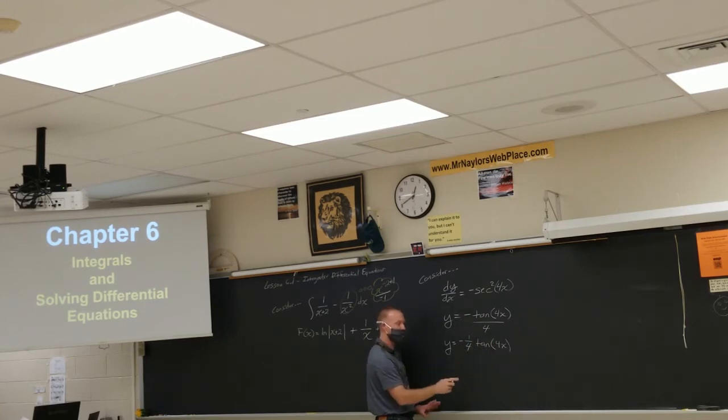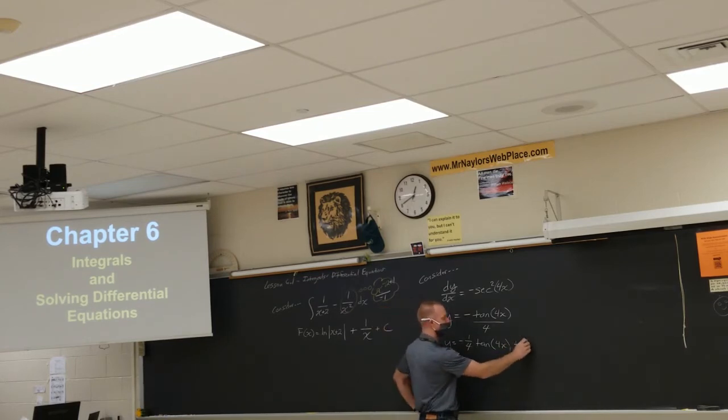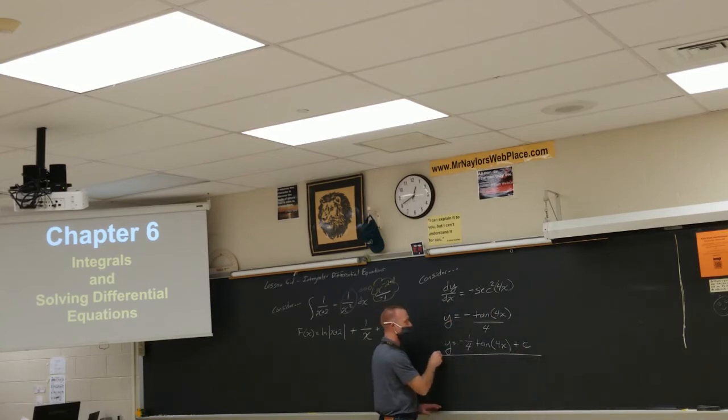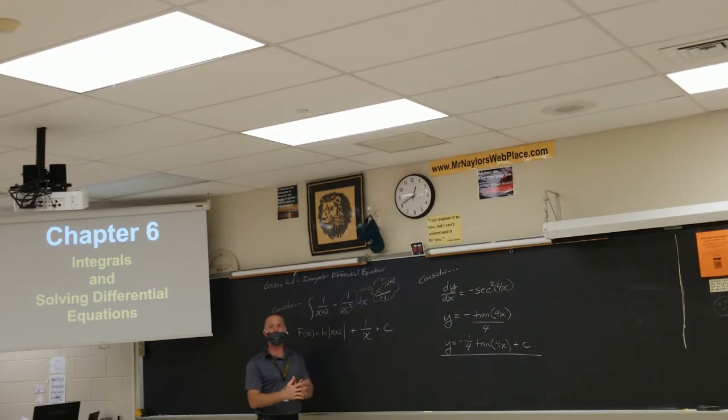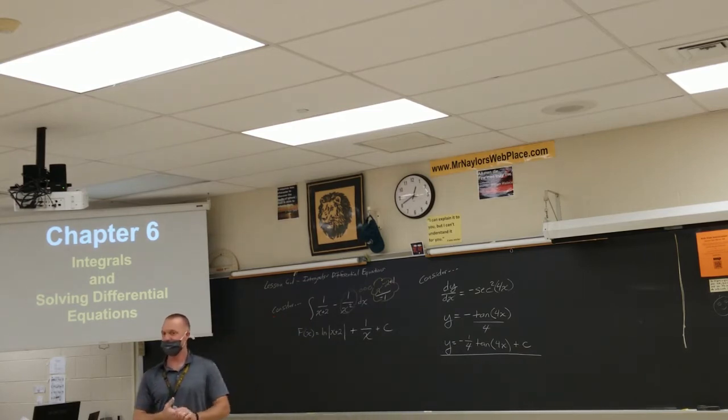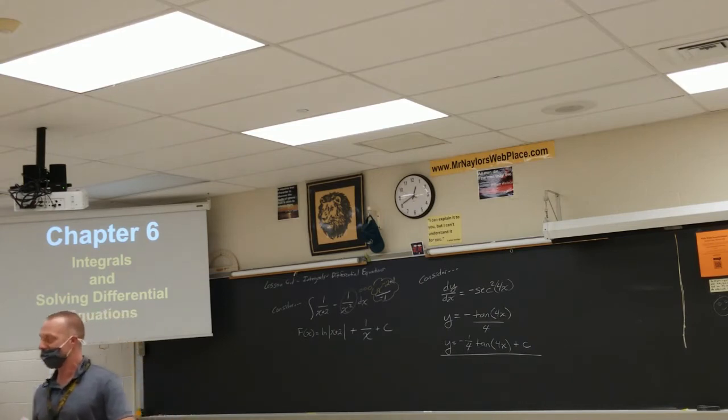It's not a big deal, but it is a little nicer to write this as negative 1/4 tangent of 4x plus c. Now that is the solution. Notice the solution is an equation. And really, it's the antiderivative, which is going to end up being the solution to just about all the problems that we do in this chapter.